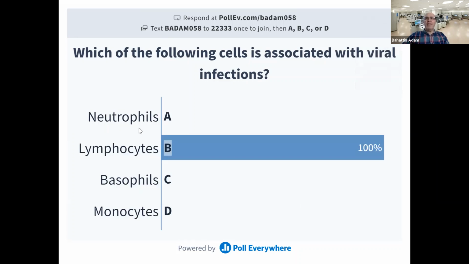Okay, lymphocytes are associated with viral infections, mainly, predominantly. It doesn't mean that in bacterial infection lymphocytes do not increase. They also increase, but the ratio is too low than neutrophils. Okay, good.